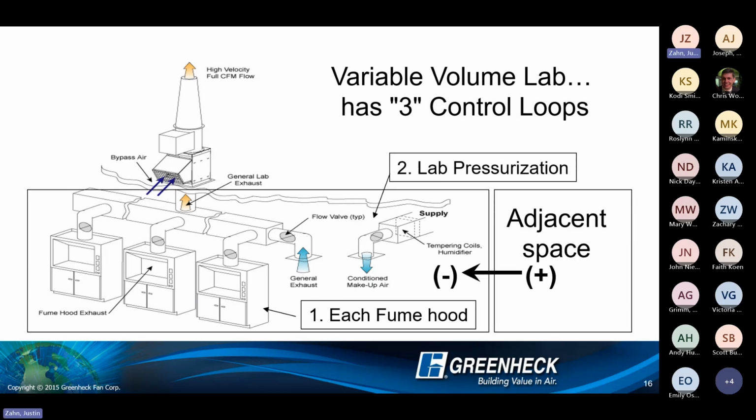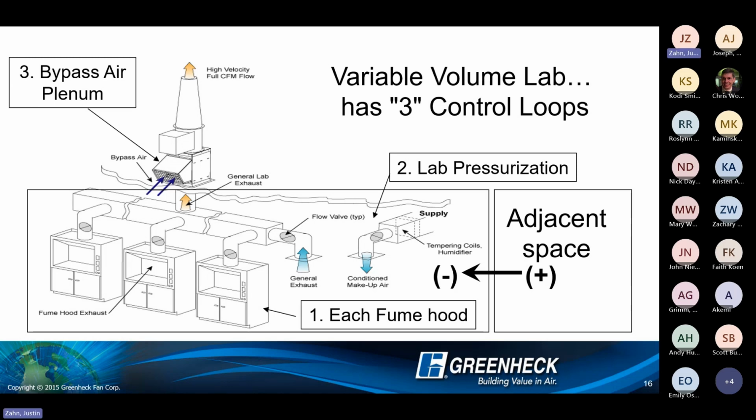Control loop number 2 is going to be how you pressurize your space. So the air coming back down into this space, typically that's going to be a negatively pressurized space. You will run into different situations, as far as OR suites, maybe different types of isolation rooms, that will be positively pressurized, but typically it's going to be a negatively pressurized room.